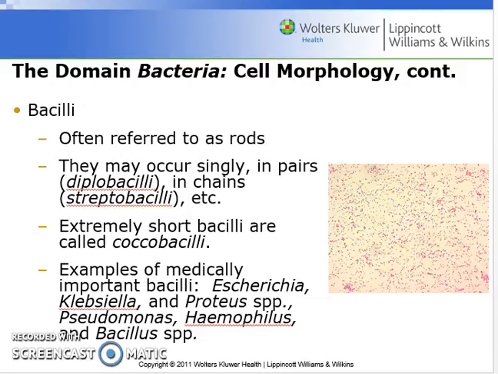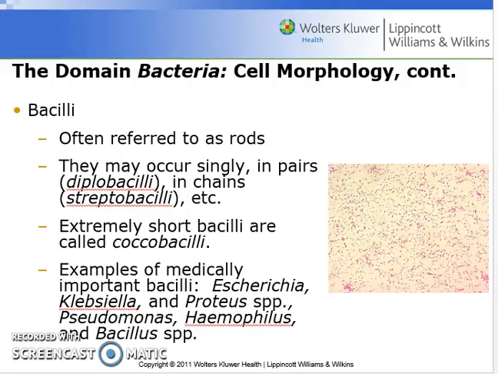Okay, so let's talk about some of the bacilli. Bacilli is also known as the rod-shaped bacteria, and they too can exist in diplo formation or strepto formation. So you either have two bacilli cells, or you can have a chain of bacilli cells.